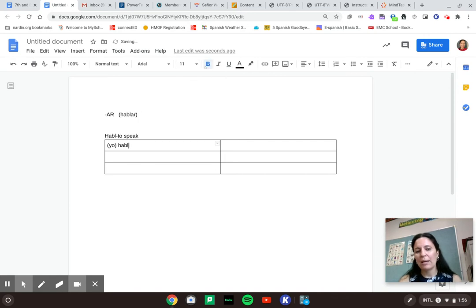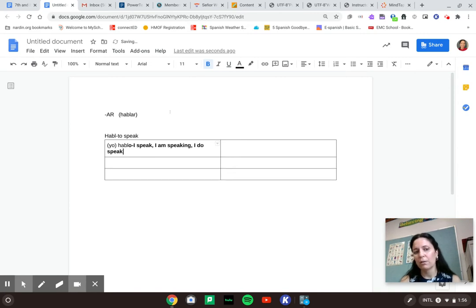So now we're going to put our ending on. For yo, it's always an O for AR verbs. So yo hablo means I speak. It also means I am speaking, or I do speak. So those are the 3 conjugations for the yo form. This is considered your first person, and then we're going into second person and third person. Now we're into second person singular, and that's going to be the tú form. So we'll just write the word tú there. And we're still taking what we chopped off. We had our AR there, but we chopped it off, and we're left with habl.